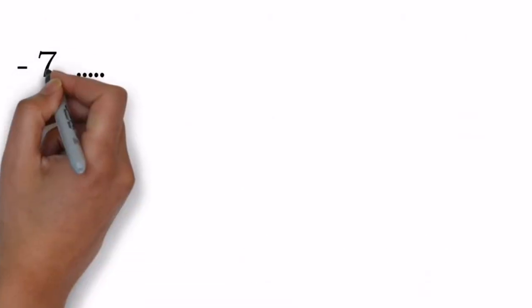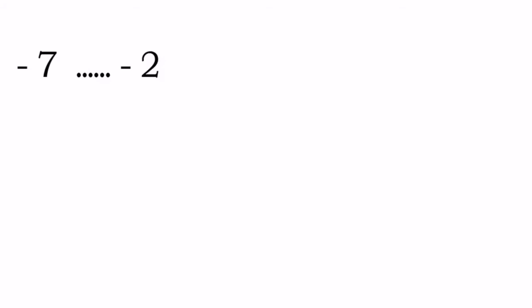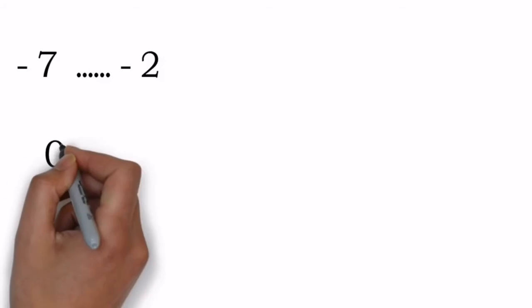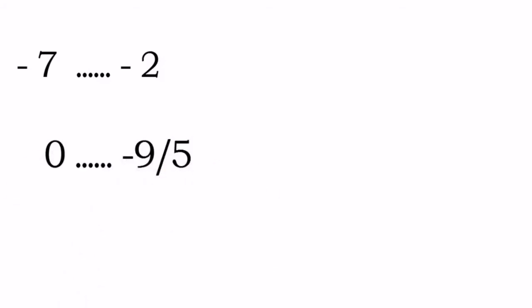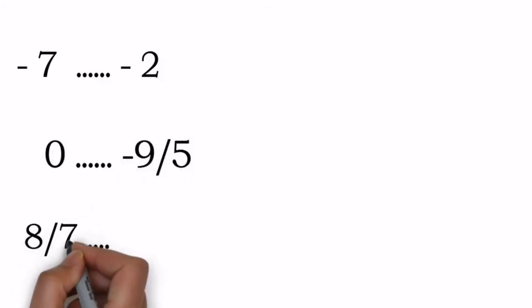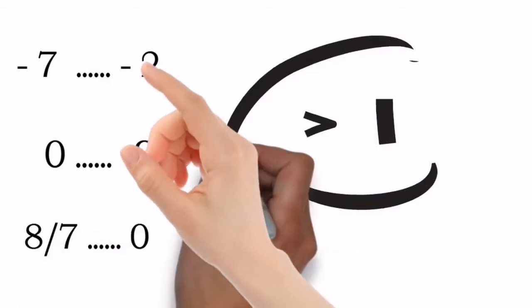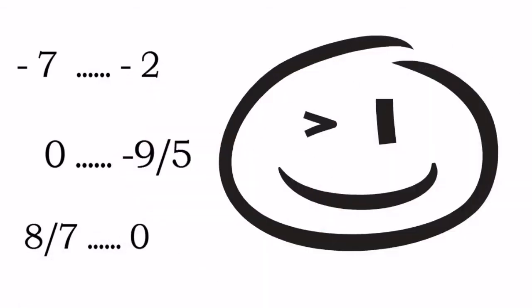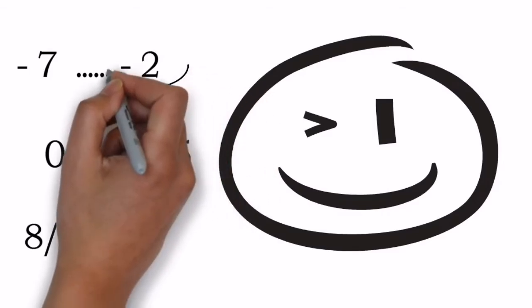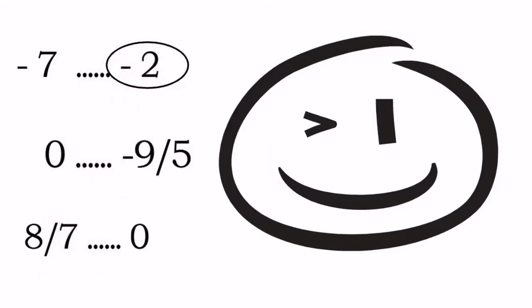So here is the time to apply the rules. The first question is -7 and -2. The way I told you, if two numbers are negative, then the smaller number gets the bigger value. That means -2 is the bigger number. So among -7 and -2, we will give the bigger than sign towards the -2.